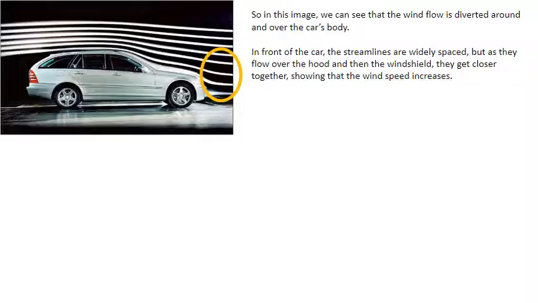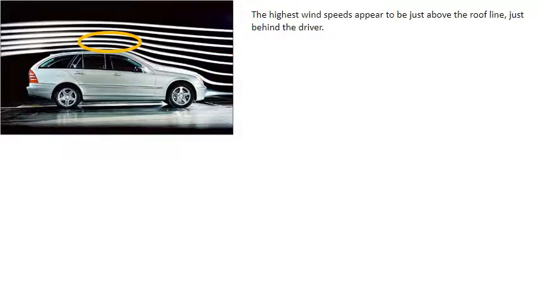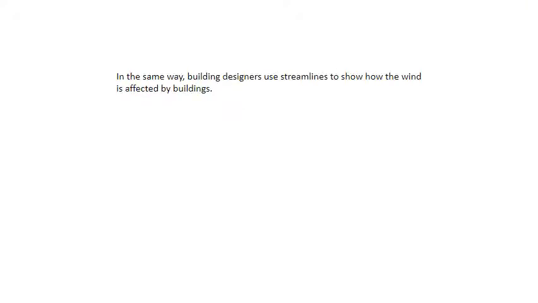So in this image, we can see that the wind flow is diverted around and over the car's body. In front of the car, the streamlines are widely spaced, but as they flow over the hood and then the windshield, they get closer together, showing that the wind speed increases. The highest wind speeds appear to be just above the roofline, just behind the driver. In the same way, building designers use streamlines to show how the wind is affected by buildings.